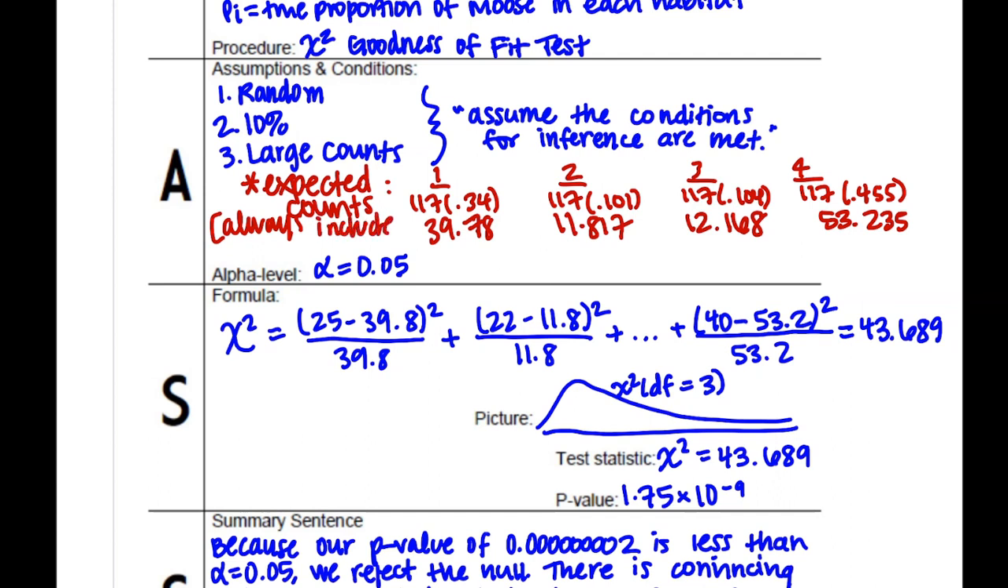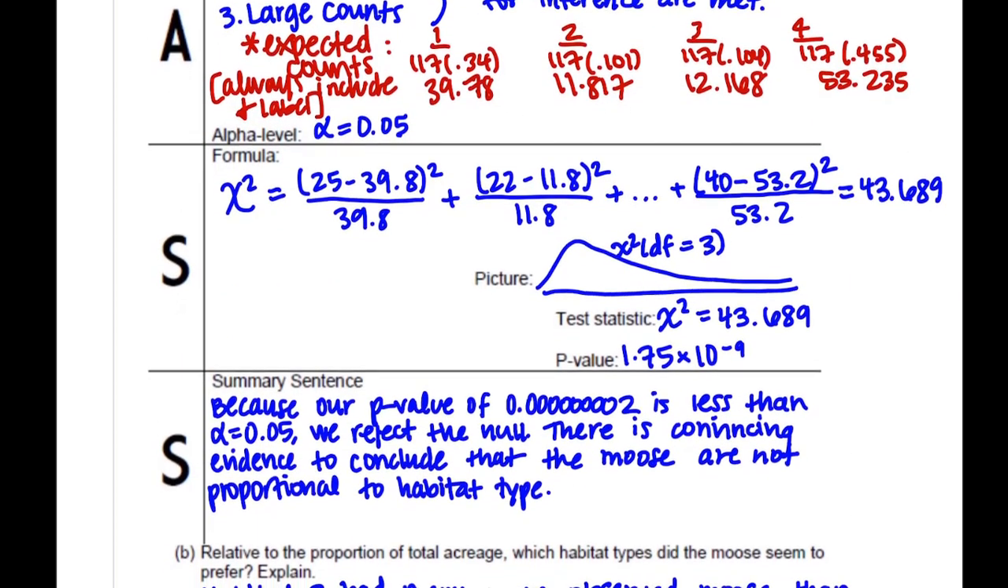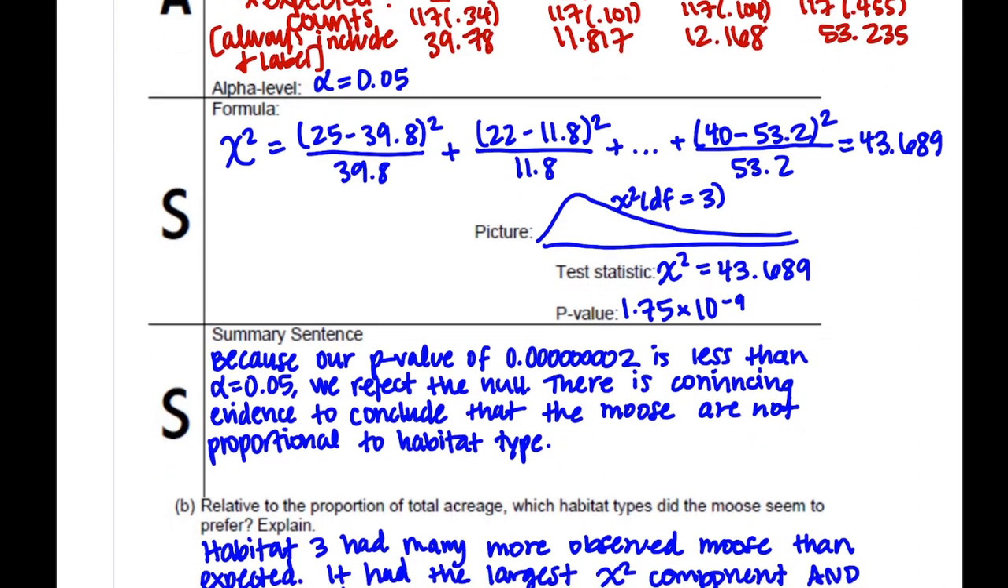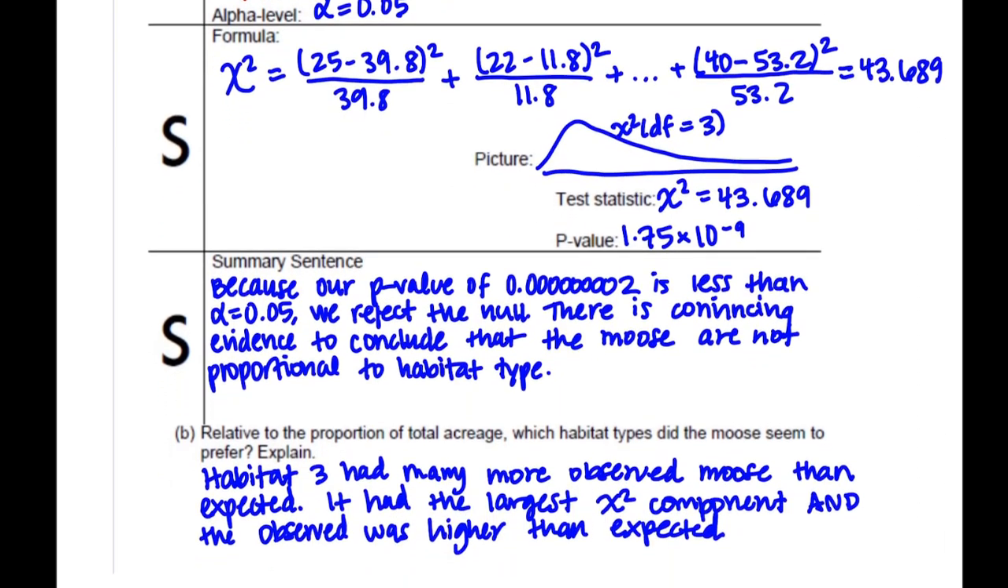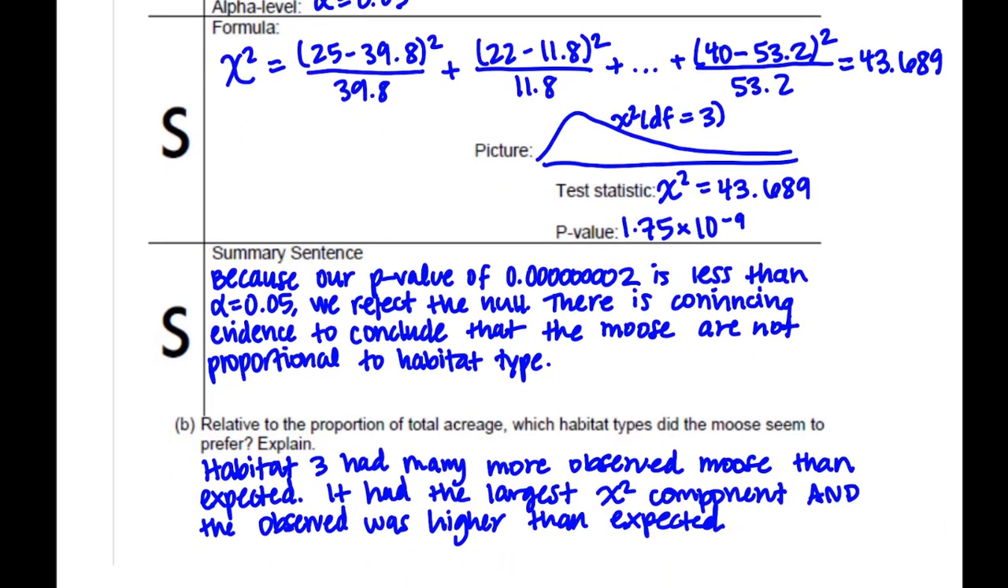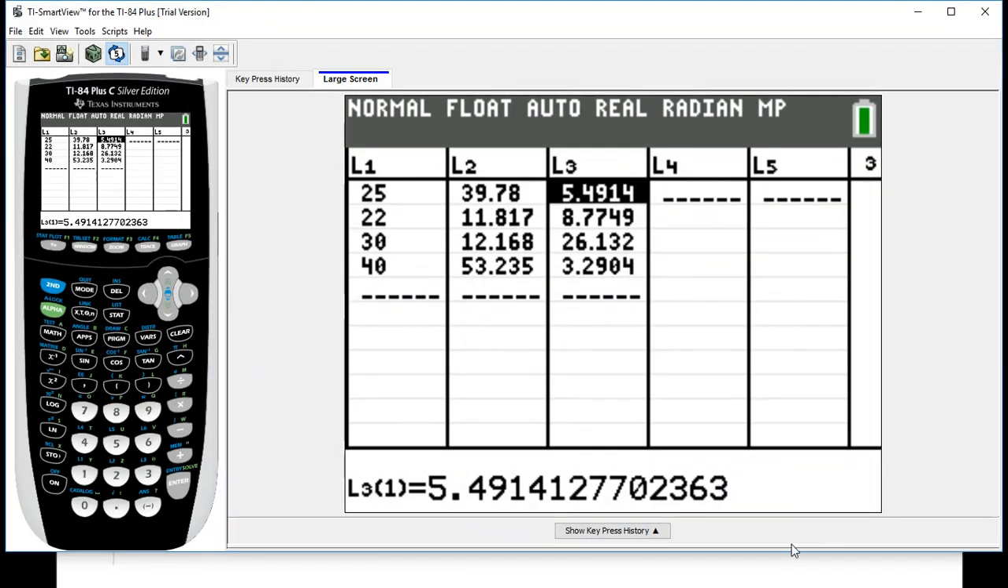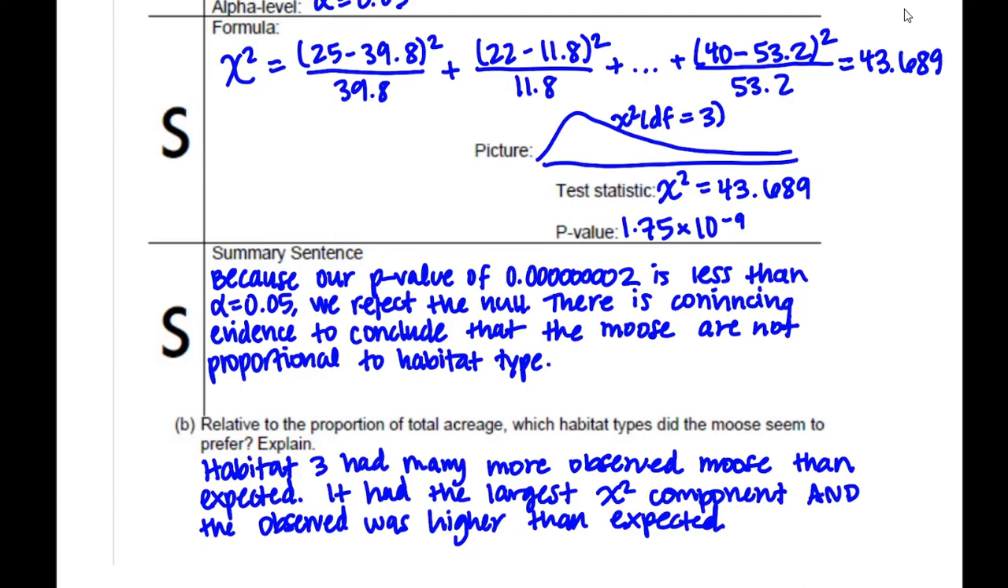I need to draw, but that's key. Then we have our stuff, all that. And then because our p-value is less and the component was the largest for habitat 3, which we can see in the L3 is really the best place to see that. It's the largest, and then you can see that 30 were observed, but only 12 were expected. So that's why they seem to prefer habitat 3.